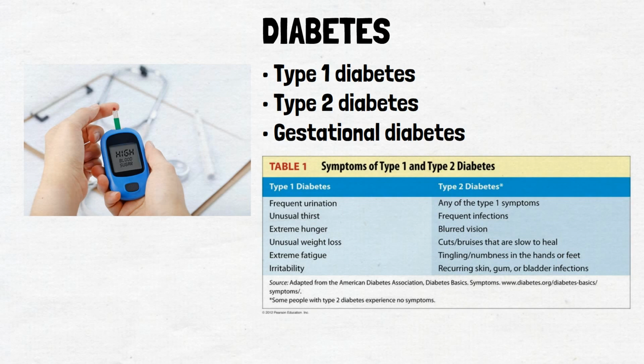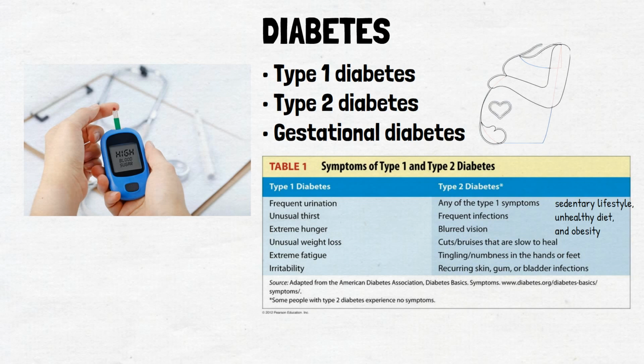Type 2 diabetes is a condition in which the body is unable to use insulin effectively or produce enough insulin. It's primarily caused by lifestyle factors, such as sedentary lifestyle, unhealthy diet, and obesity. Gestational diabetes is a temporary condition that occurs during pregnancy and can increase the risk of developing type 2 diabetes later in life. It's caused by hormonal changes during pregnancy that affect insulin sensitivity.